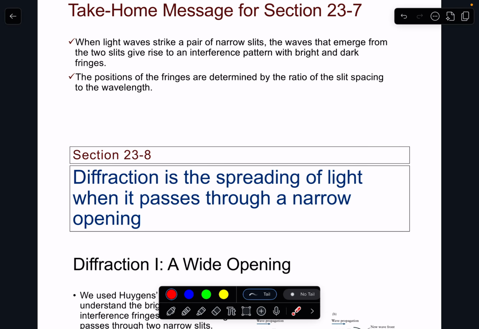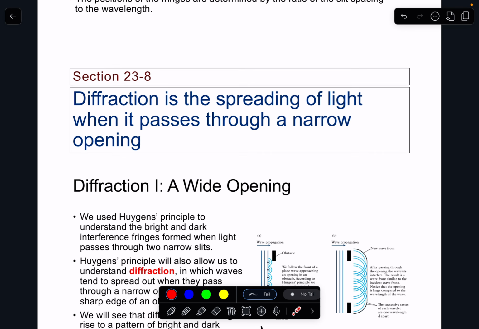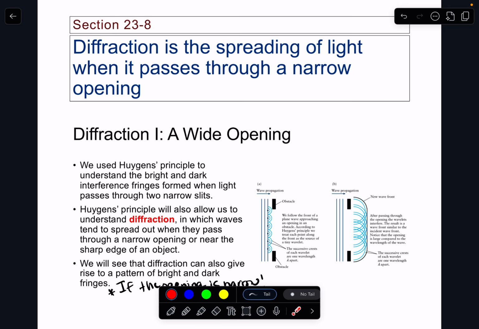So the final thing we're going to talk about is diffraction. So diffraction is the spreading of light after it passes through a narrow opening. So before we talk about a narrow opening, let's talk about what light does when it is shown through a wide opening. For example, like a flashlight through a door, okay? So we can use Huygens principle to understand what happens when we do this with a narrow opening, and we can also understand how it applies to a wide opening. But for a wide opening, it's kind of a moot point.